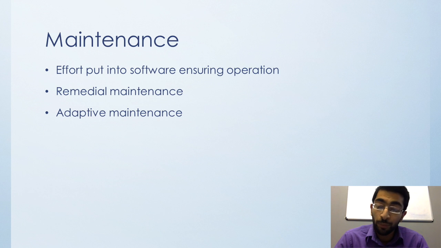Maintenance is another aspect which we will discuss later on, but just to give you a quick roundup, maintenance is a term for the effort that is put into the software to ensure it is operating well and consistently. Two types of maintenance exist. You have remedial maintenance, which is the time spent on correcting faults and bugs, and adaptive maintenance, which is modifying the software because the user's needs have changed or have become a little more complex than initially expected.